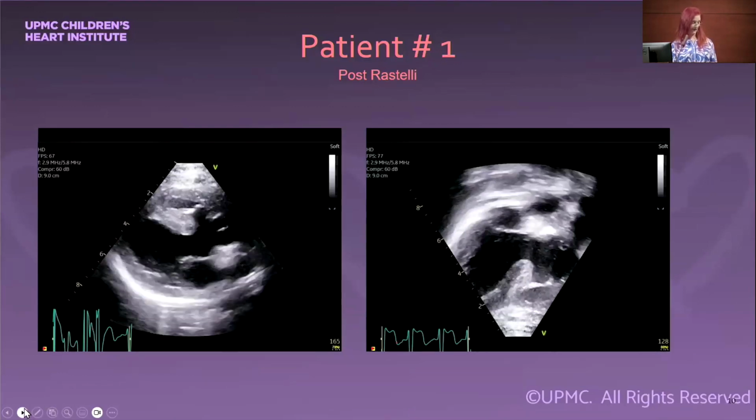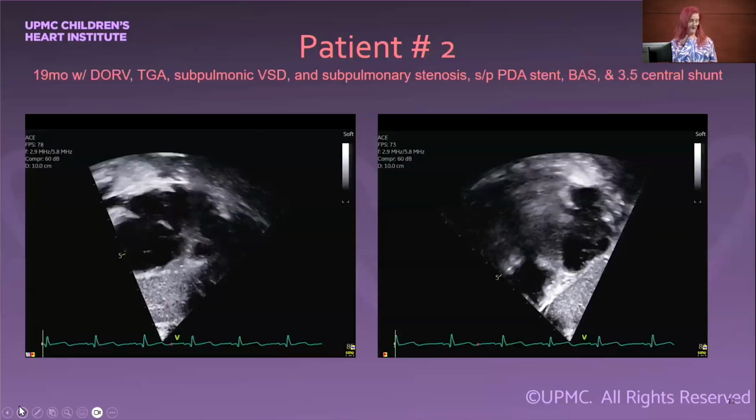Moving on to a slightly different patient. This was a 19-month-old, so already a bit older than that first patient with double outlet right ventricle. I can debate that one. TGA, subpulmonic VSD, and subpulmonary stenosis, status post a PDA stent, balloon atrial septostomy, and a 3/5 central shunt.